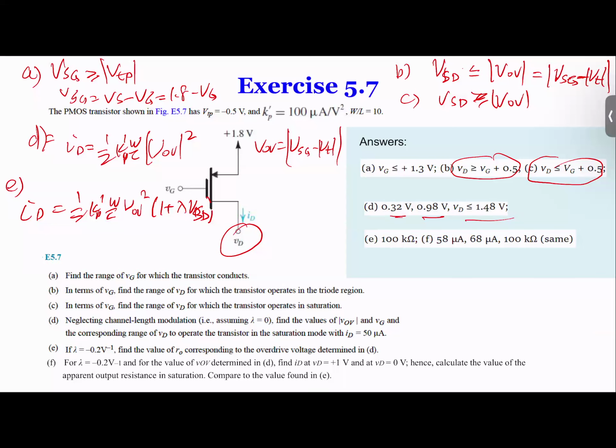distinguish between them. It's VSG in a PMOS. In this case, it's VSD. VSD, the top, VS is 1.8, and VD. VSD determines whether it's in triode or saturation.